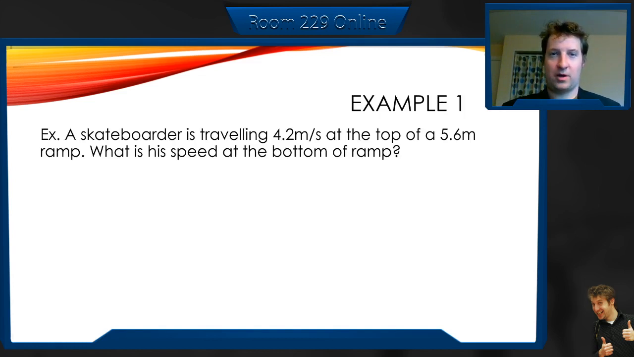Let's say we have a skateboarder. He's traveling 4.2 meters a second at the top of a 5.6 meter ramp. What is the speed at the bottom of the ramp? And now, from what you guys have learned in dynamics, you would think about, okay, what's the shape of the ramp? How do we calculate its acceleration and then its velocities and all that sort of stuff from a dynamical point of view? That process is what we call a path-dependent process.